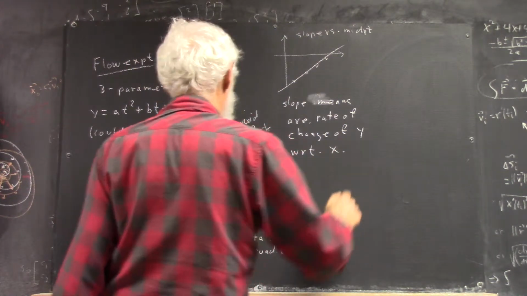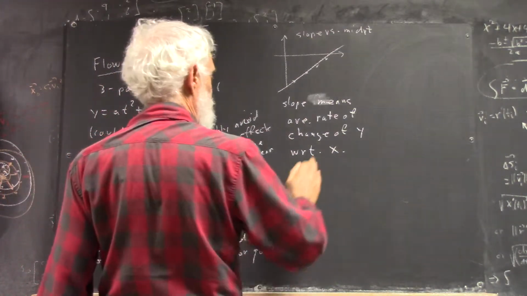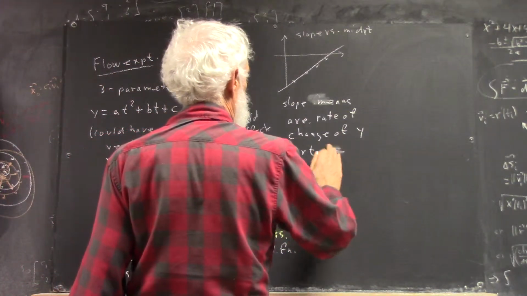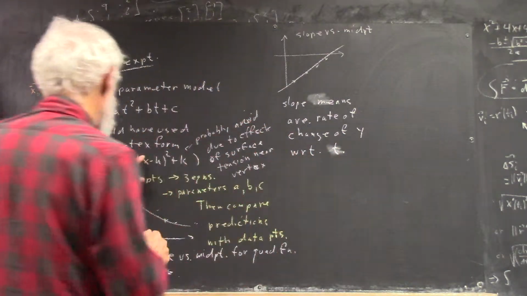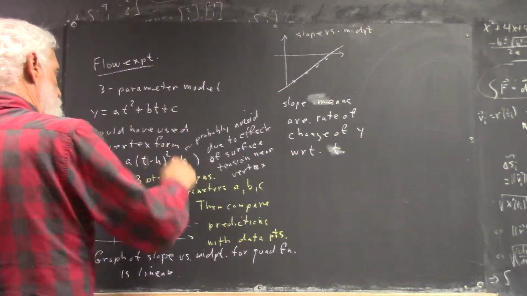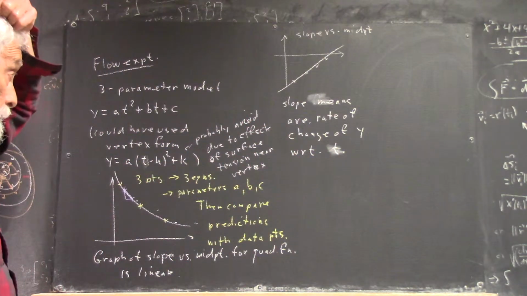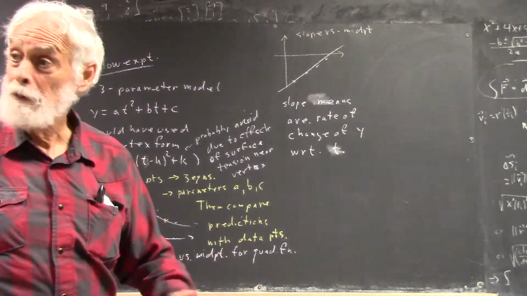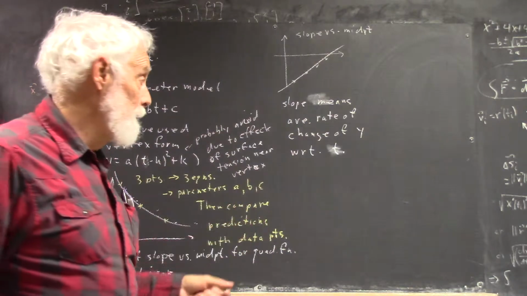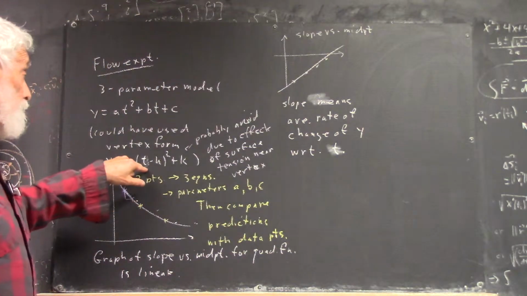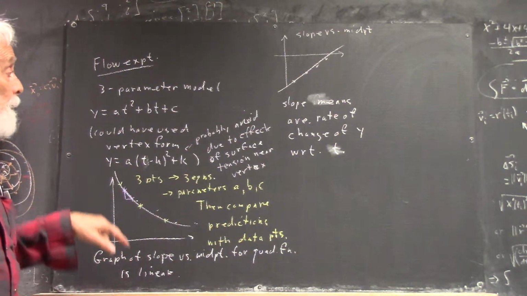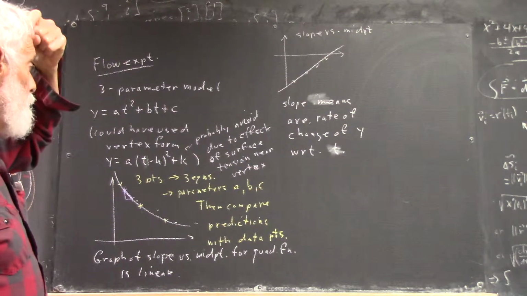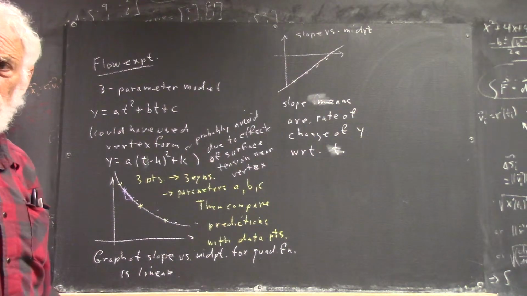Means the average rate of change of y with respect to x, or in this case, actually I should use t. I should have used t here. Okay? I mean, there are a lot of quadratic models that use x. So it could be either, but since we're talking about the flow experiment, I should have used t when I started. Okay, so the slope means the average rate of change of y with respect to t. What's that mean?